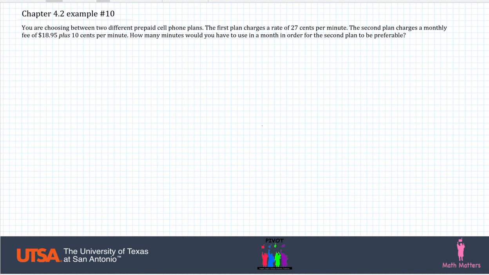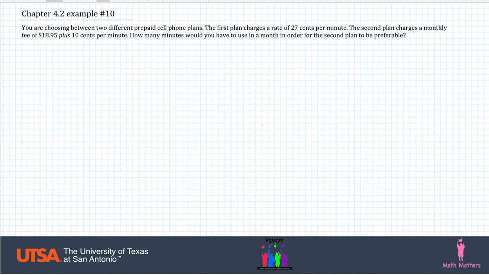So chapter 4.2, example 10 says you're choosing between two different prepaid cell phone plans. The first plan charges a rate of 27 cents per minute. The second plan charges a monthly fee of $18.95 plus 10 cents per minute. How many minutes would you need to use in a month in order for the second plan to be preferable?